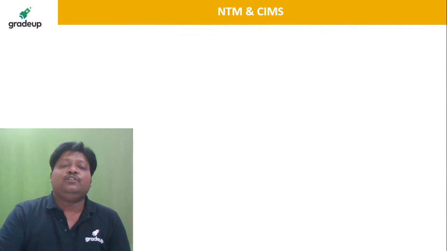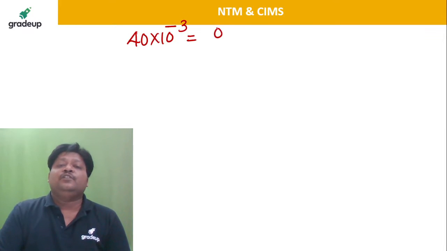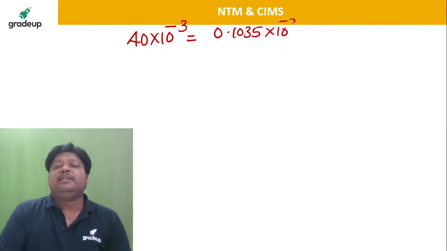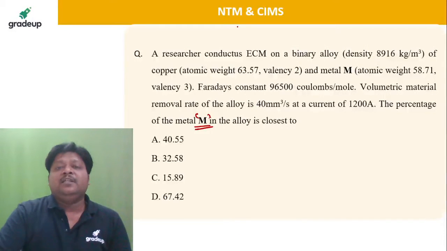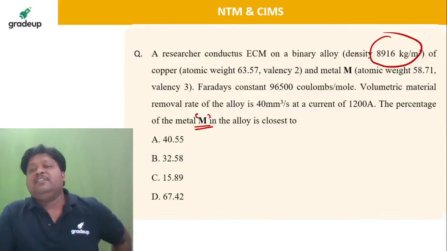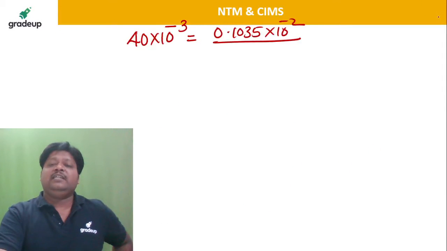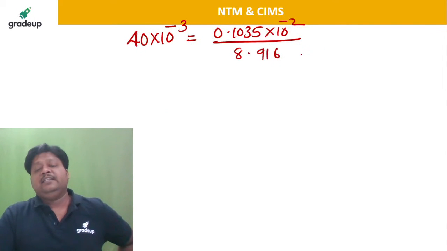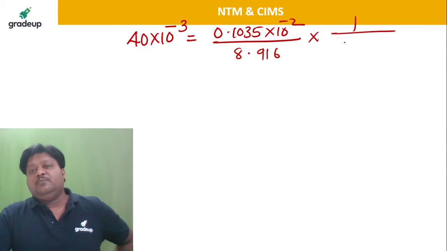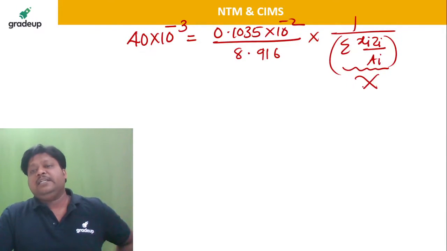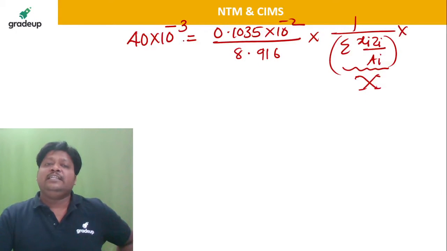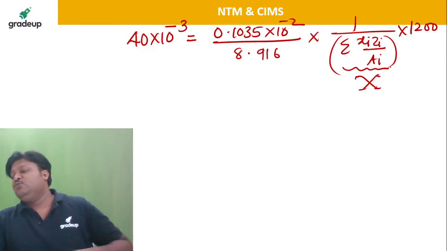So I can write here Q is 40 into 10 to the power minus 3, equal to 0.1035 into 10 to the power minus 2 divided by the density of this alloy, which is 8.916 grams per cc, into 1 upon the summation of Xi Zi divided by Ai. This term I will call capital X. Into the current, 1200 ampere.